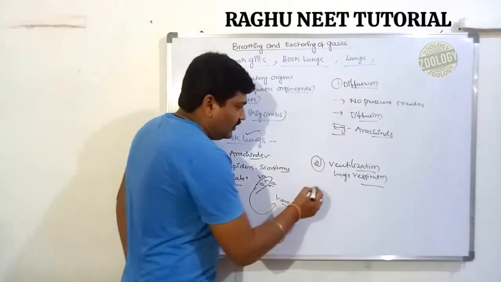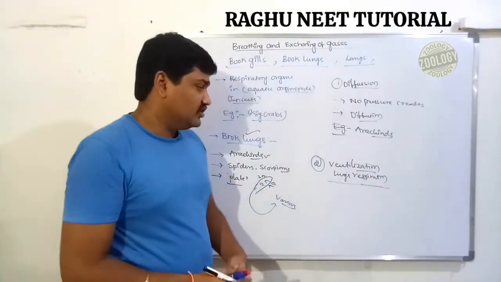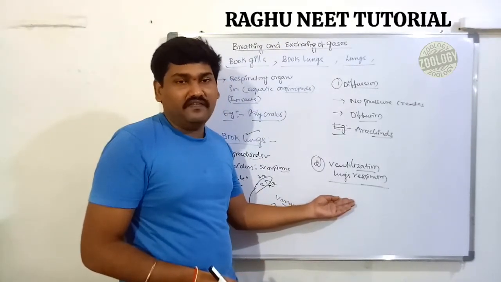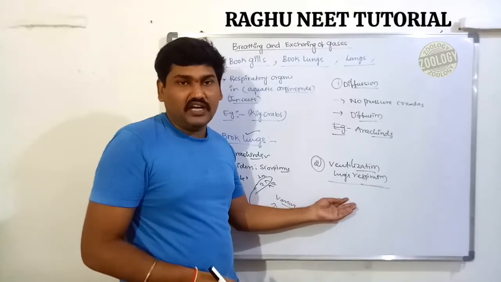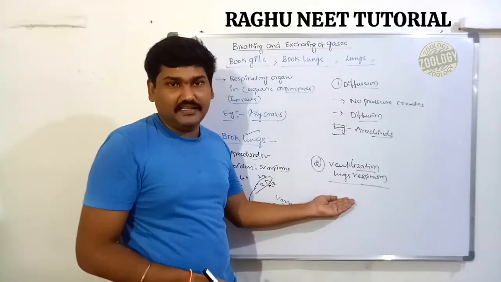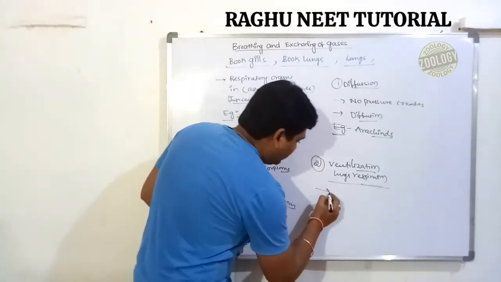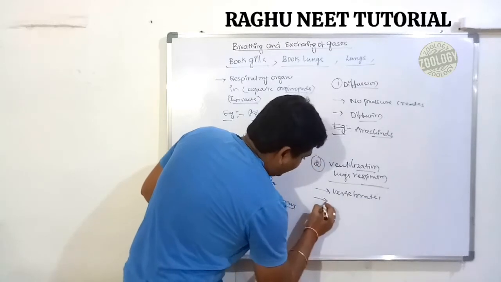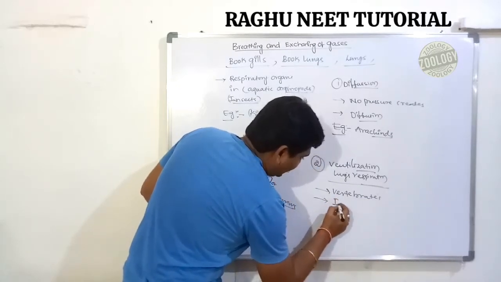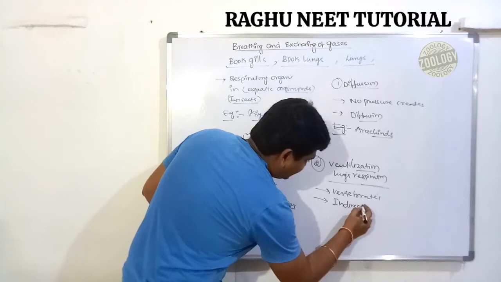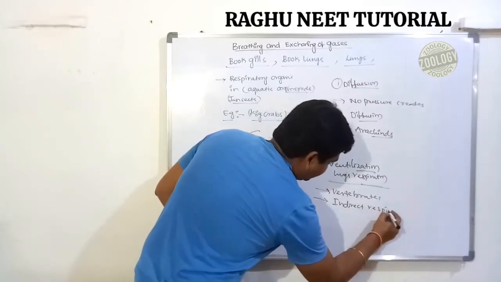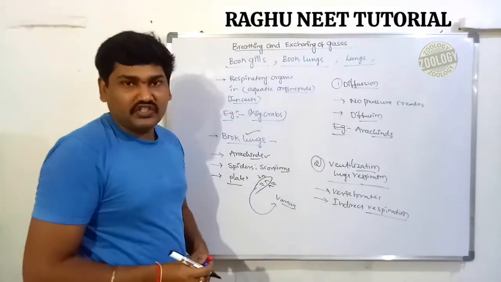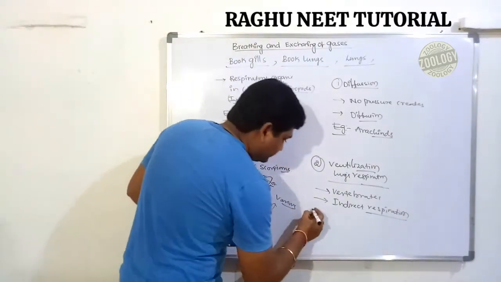Ventilation respiration is majorly present in vertebrates. This type of respiration is known as indirect respiration. Why? Because it involves the lungs. So this type of respiration is called indirect respiration.